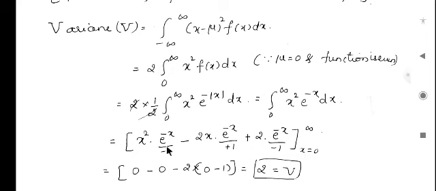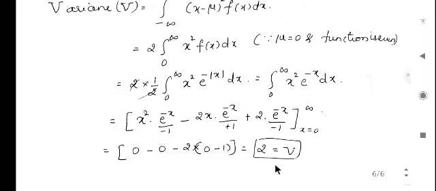infinity, e raised to minus infinity is 0. So we'll get 0 for the first two terms. For the last term it is 2 into, if we substitute the upper limit, e raised to minus infinity is 0, minus, for x is 0, e raised to 0 is 1. So the value of the variance comes out to be 2. Thank you.